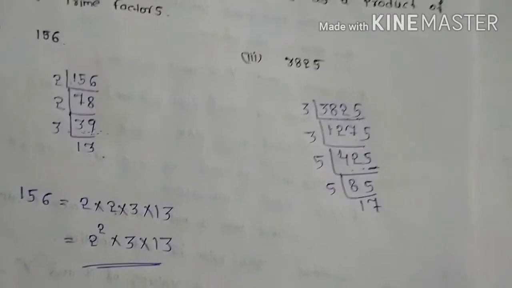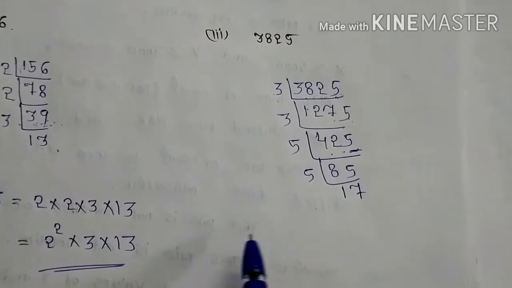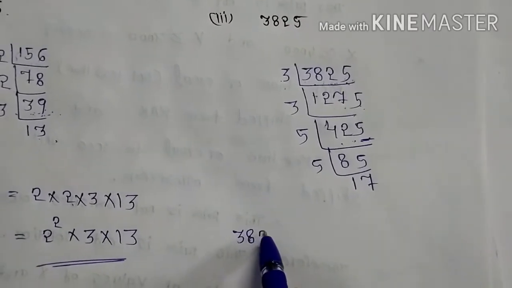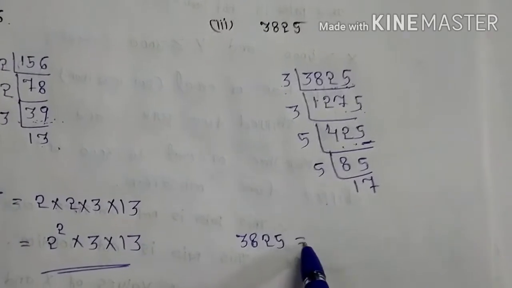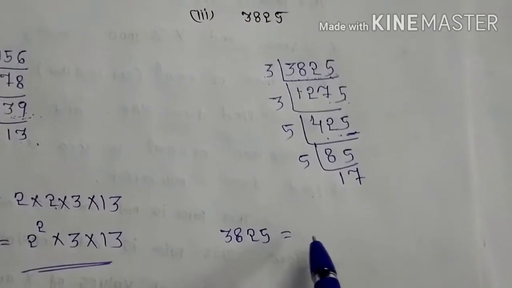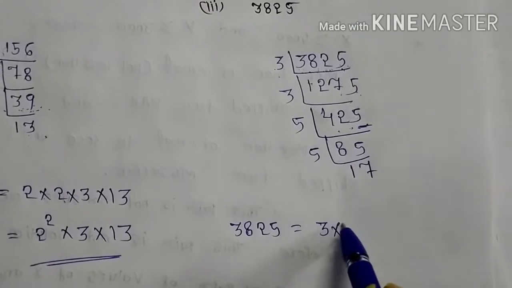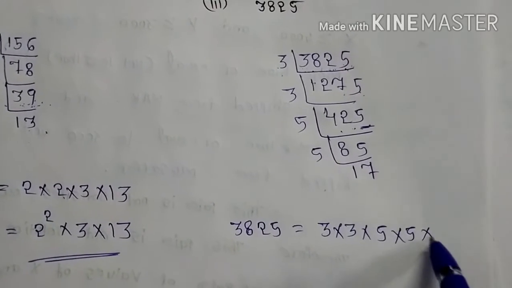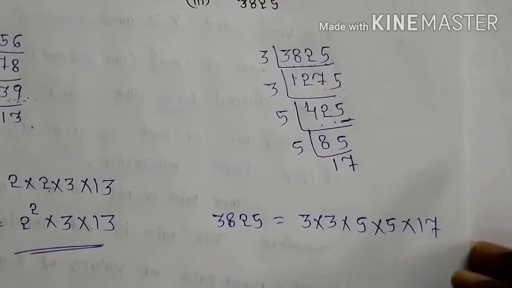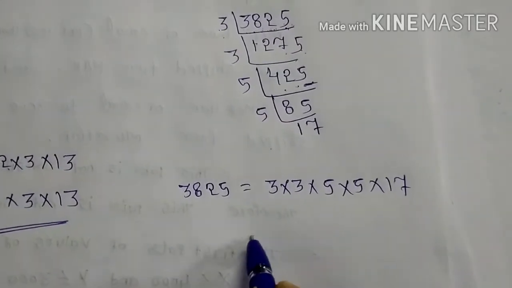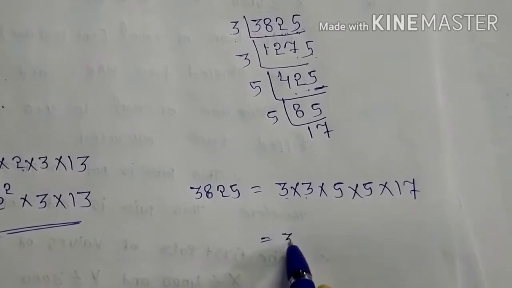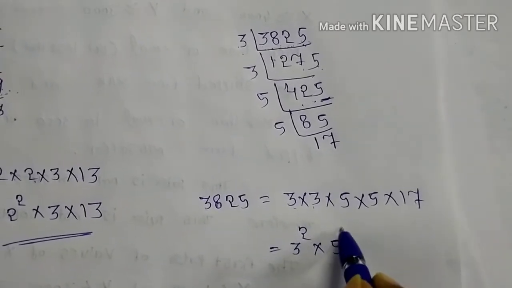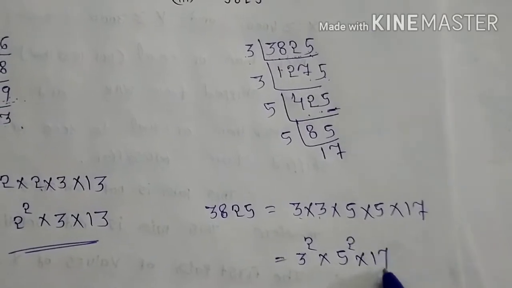Here you can stop the simplification process. Now you can write in order. 3825 is equal to 3 into 3 into 5 into 5 into 17. Are these all prime numbers or not? Yes. You can write 3 into 3 as 3 power 2, 3 square, and 5 into 5 as 5 square, into 17.